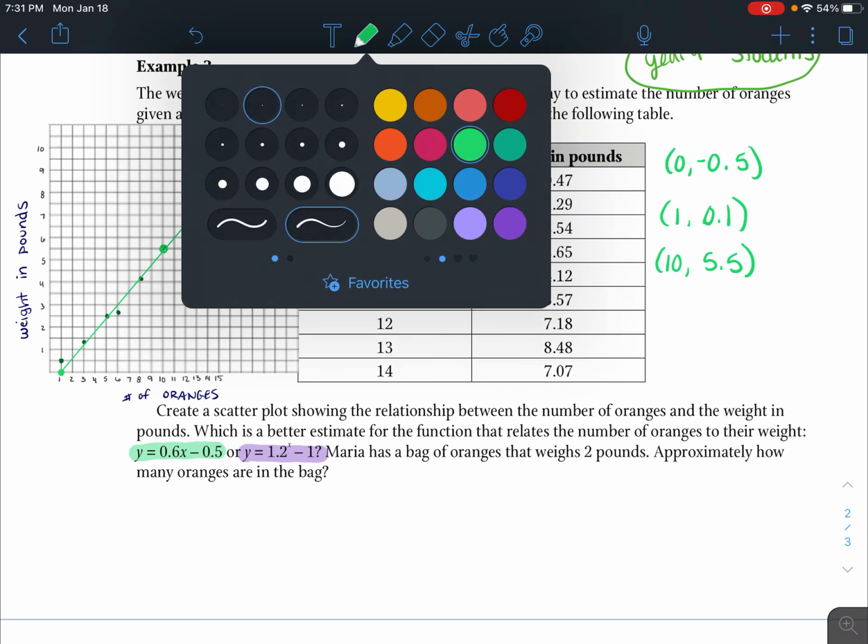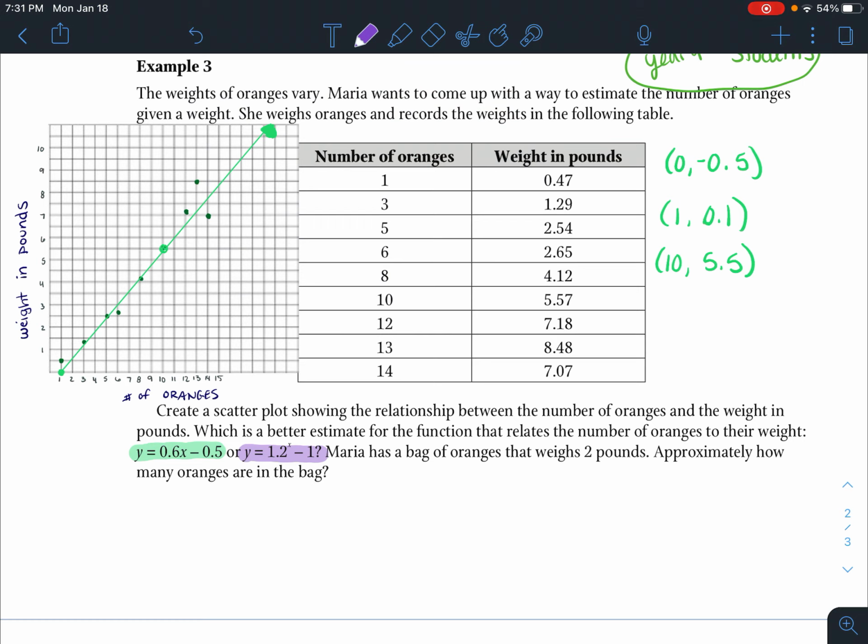Now if we plug in for exponential, we have to do a couple more points because exponential we know has that curve. Typically they say about 5 points. If we go for 0, we get 0, 0. If we plug in 3, we're going to get 0.7. If we plug in 6, we're going to get 2.0. If we plug in 9, we're going to get 4.2. And if we plug in 12, we're going to get 7.9.